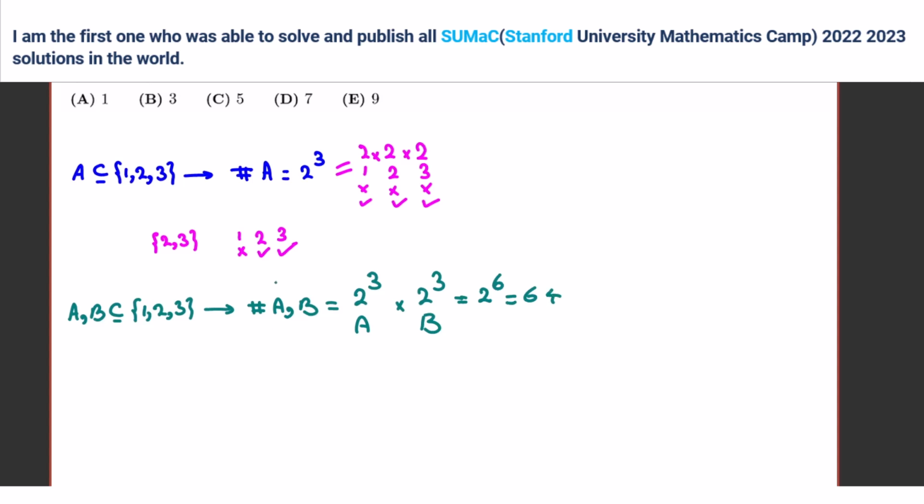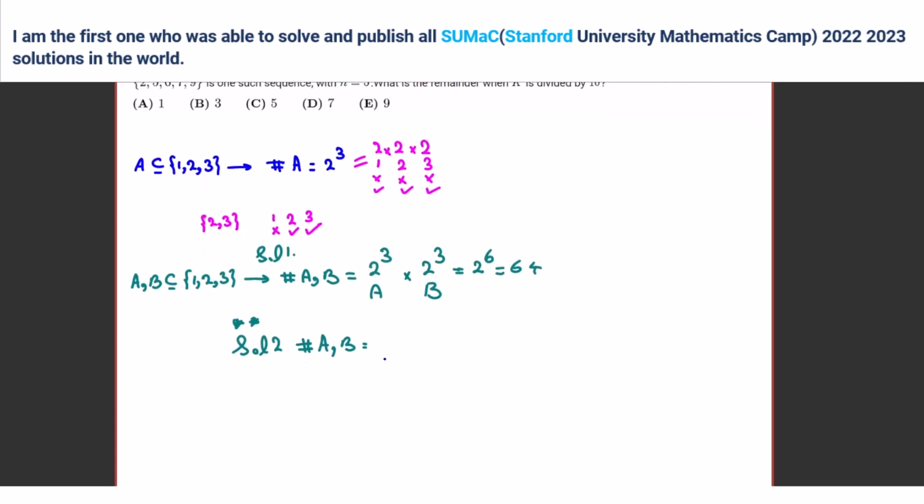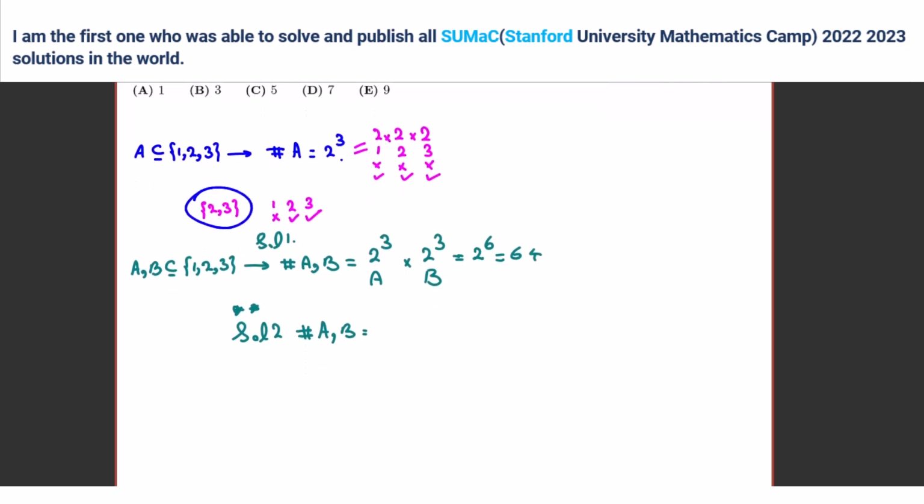But let me tell you, this was solution 1. Let me tell you another solution. This solution is important. Here we considered subsets, right? We said 2^3 for A, 2^3 for B. Now we want to consider from elements. When we had one subset, we said for each element we have cross or check, right? Now we have two subsets. For each element, how many cases are there? For example, one case is cross-cross. What else?